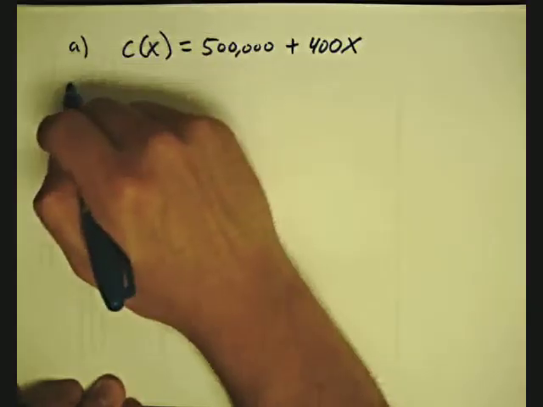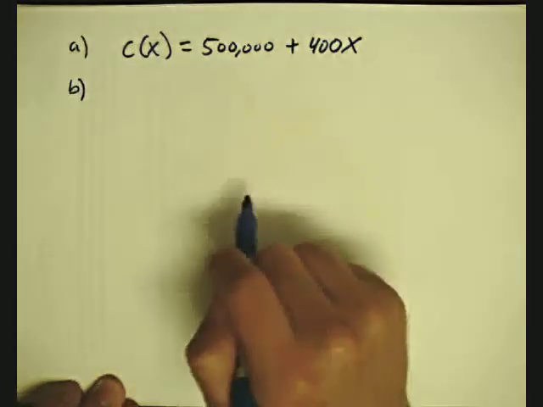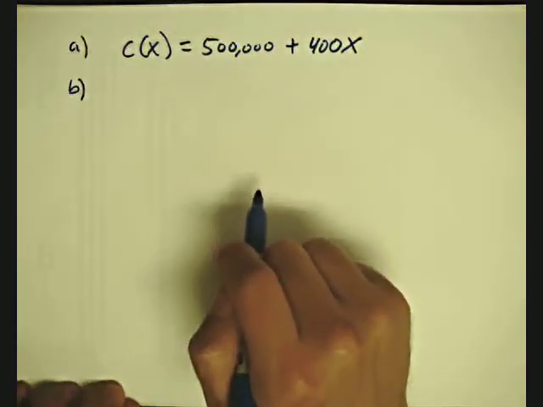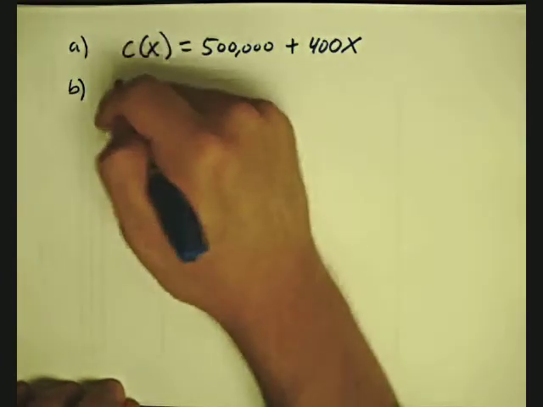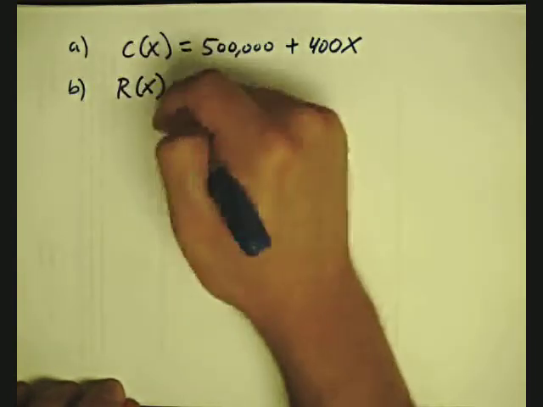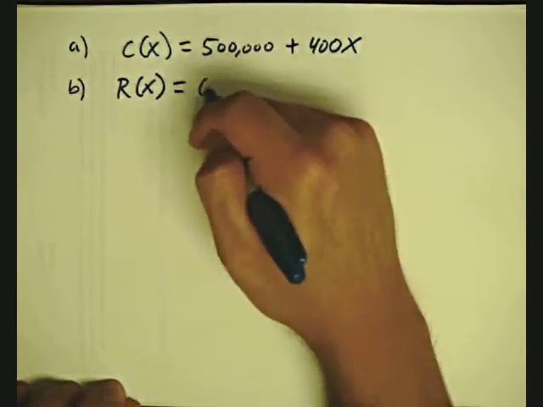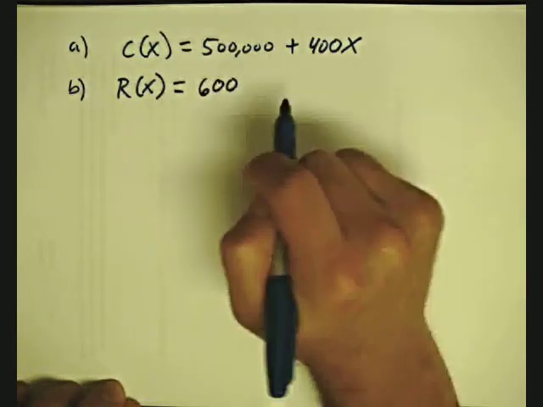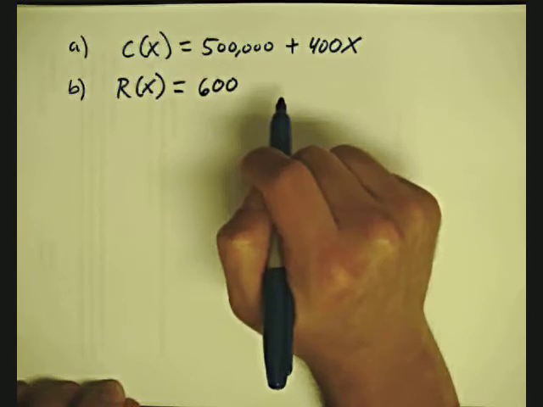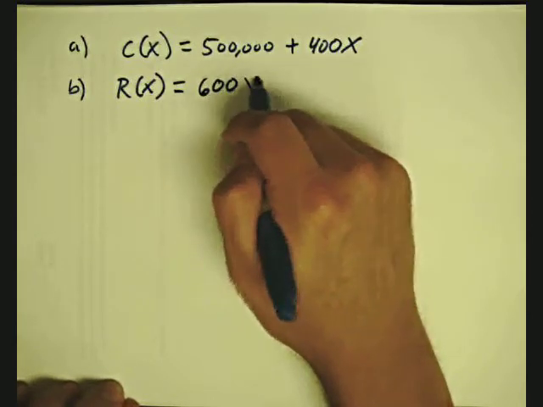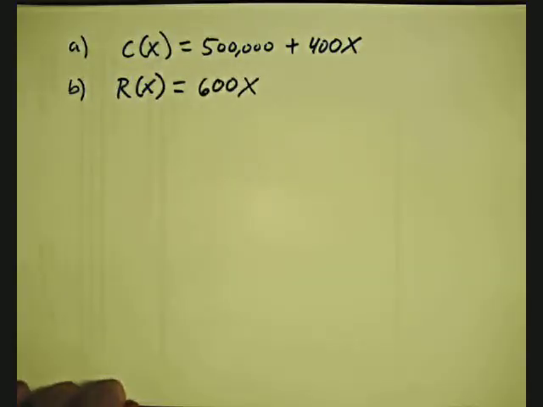B says, write the revenue function for selling X wheelchairs. Revenue function can be found by taking the price that you're going to sell the product at, which for this problem says $600, and multiplying by the number that you sell, which is represented by X. So the revenue function is 600X.